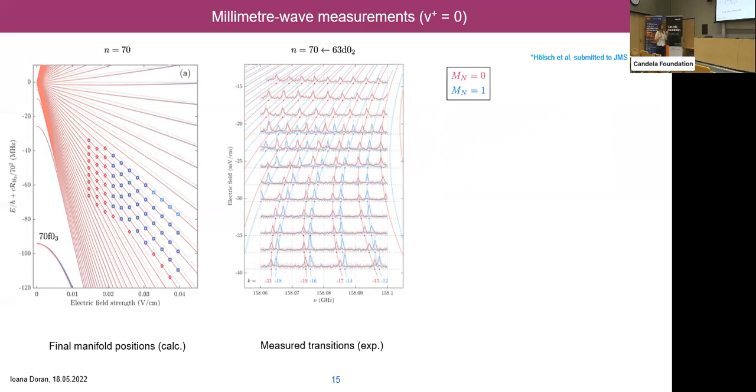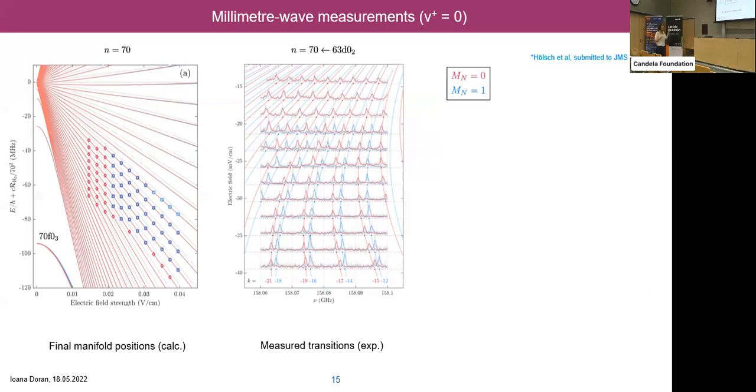On the right-hand side, I show you a typical spectrum that we measure. So here we need to bear in mind that the axes are flipped. So compared to all the other plots in this presentation, the electric field strength is now on the y-axis, and the transition frequency is on the x-axis. So as before, you can identify the red and the blue states, and if you just focus on the red states, you can see how they become more spaced out with the field. So this is as the linear Stark manifold gets spaced out with increasing field.